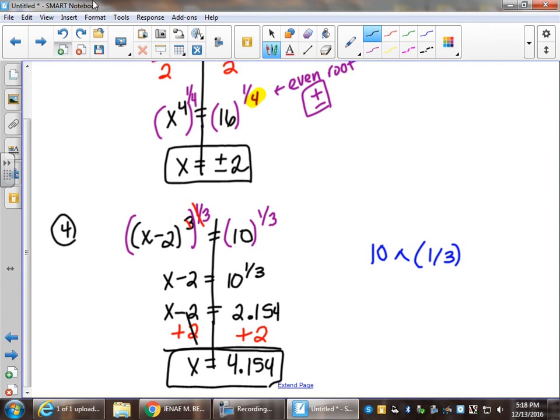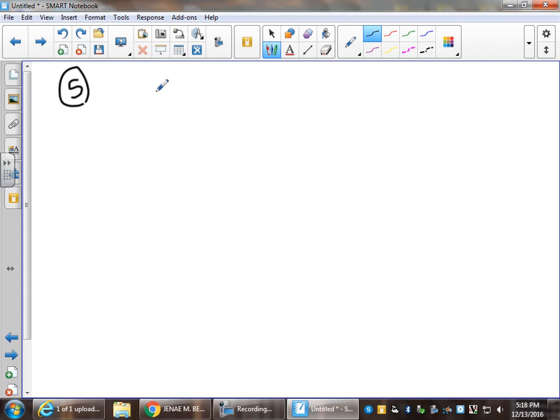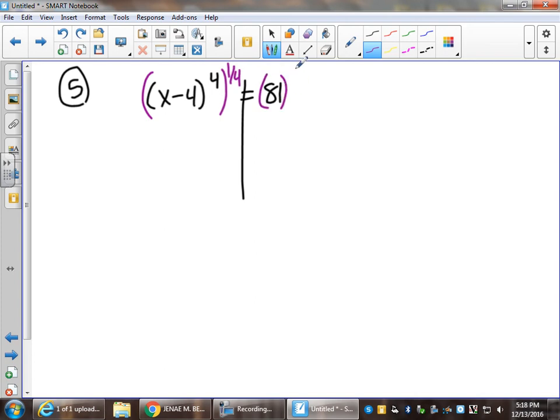Number 5. X minus 4 to the 4th equals 81. This is as isolated as I can get it, so I'm going to work on getting rid of this power of 4 by raising both sides to the 1/4. This is an even root, right? 4 in the denominator. This is the place where the root is. I'm going to draw an arrow to that 4 in the denominator and make a note.